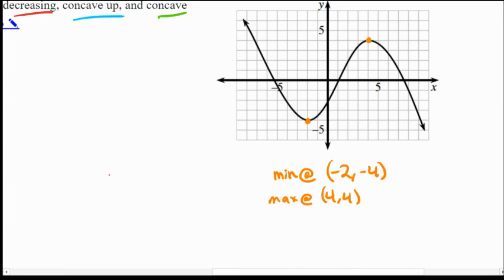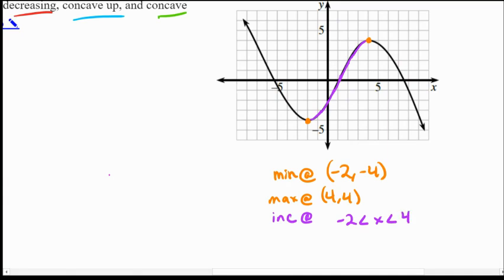The next easiest, in my opinion, is to talk about increasing and decreasing. There's only really one section that's increasing, and that would be this middle section right here. As we read from left to right, it is going up. So it's increasing, and let's do it in inequality notation: -2 is less than x, which is less than 4.